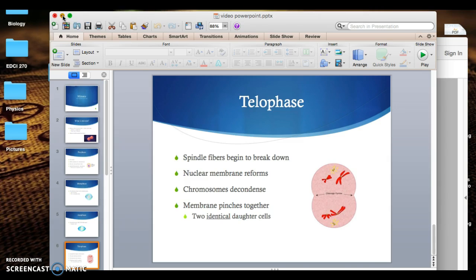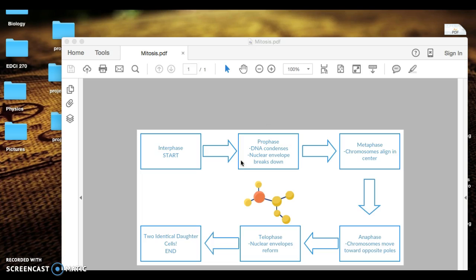So to reiterate, I created a concept map using Creately. So we have interphase, which is kind of our start. Everything happens here, okay? And then we move into mitosis. So all of this is mitosis. We have prophase, DNA condenses, nuclear envelope breaks down, spindle fibers attach. We move on to metaphase, where the chromosomes align on the metaphase plate. We move to anaphase, where the chromosomes move toward the opposite poles. And then finally we have telophase. Nuclear envelopes reform, cleavage furrow pinches together, and we have two identical daughter cells.